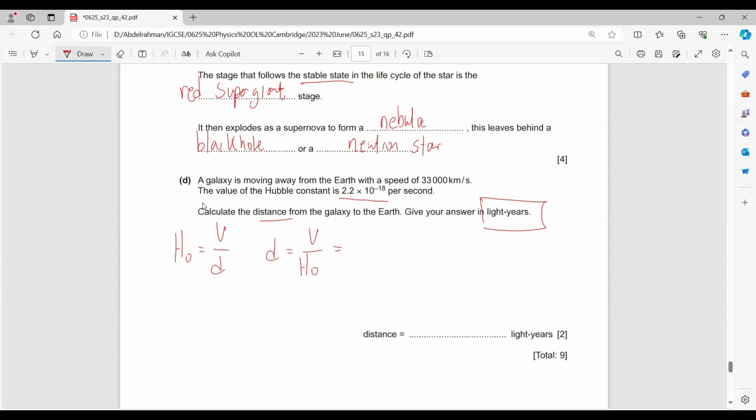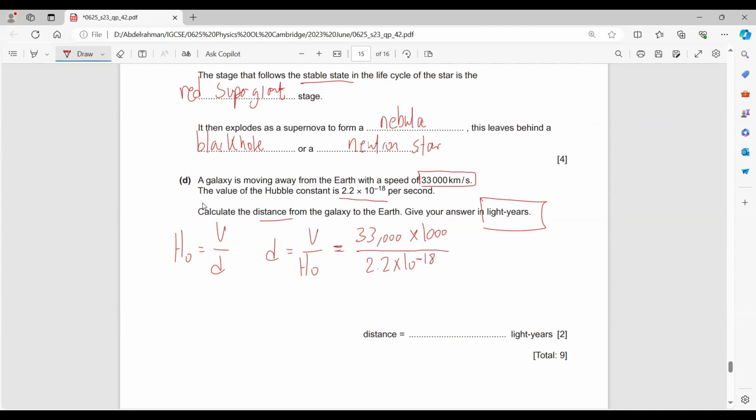What's the speed? The speed is 33,000. It has to be in meters, so it would be a really long number. Times 1,000, which is 33 million, over Hubble's constant, 2.2 times 10 to the negative 18.